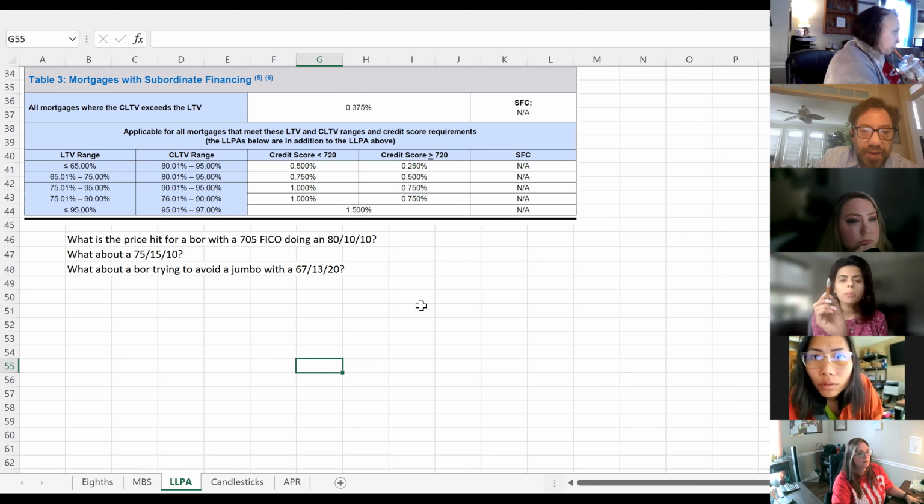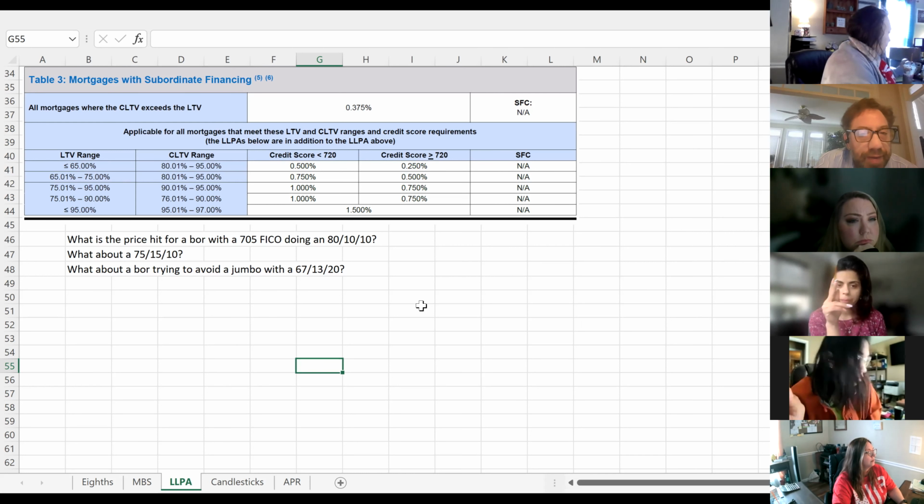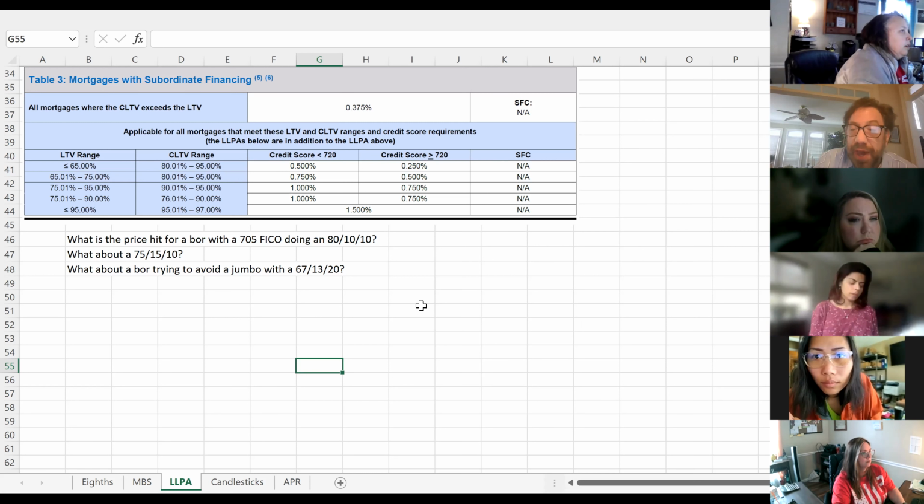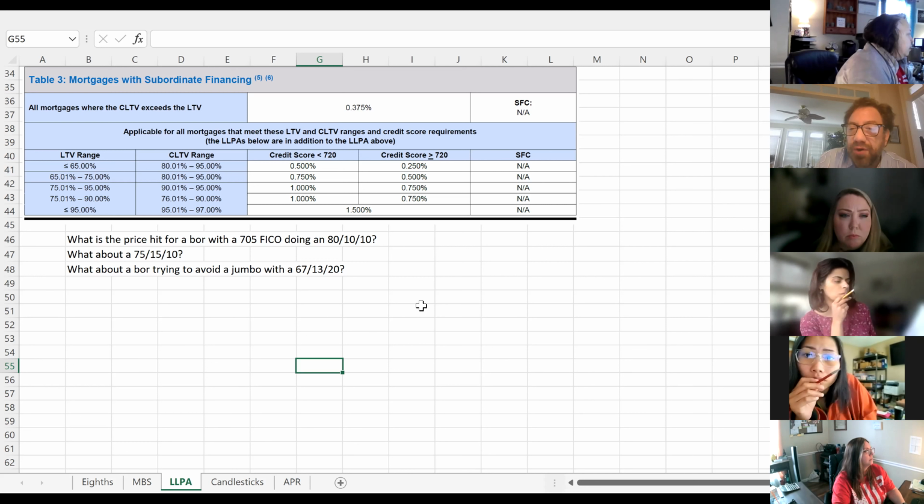It would be 0.75 plus the above, like whatever it was in the first chart. Okay, so plus point. So let's talk specifically about what's the price hit for adding the second.